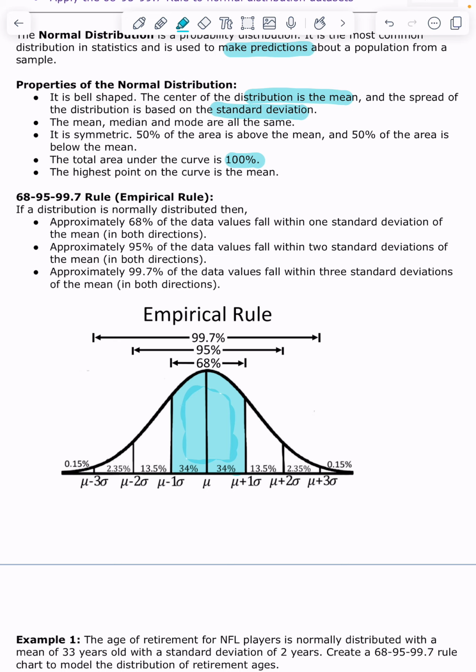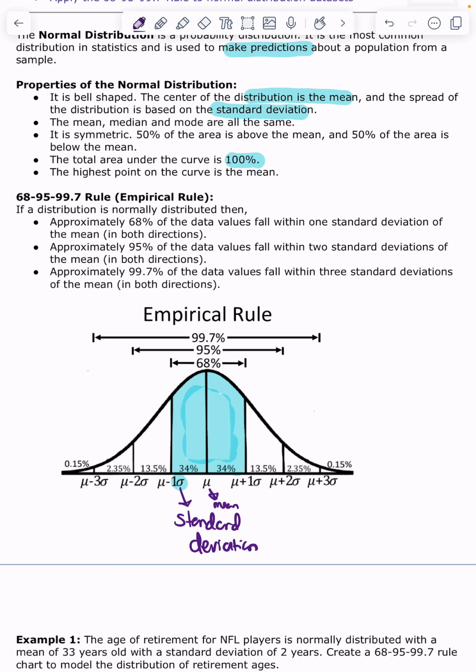That's the mu minus 1 sigma. Oh yeah, you might not know what sigma is. Sigma is standard deviation. So mu is your mean. And you're going to do 3 standard deviations on the right and 3 standard deviations on the left.